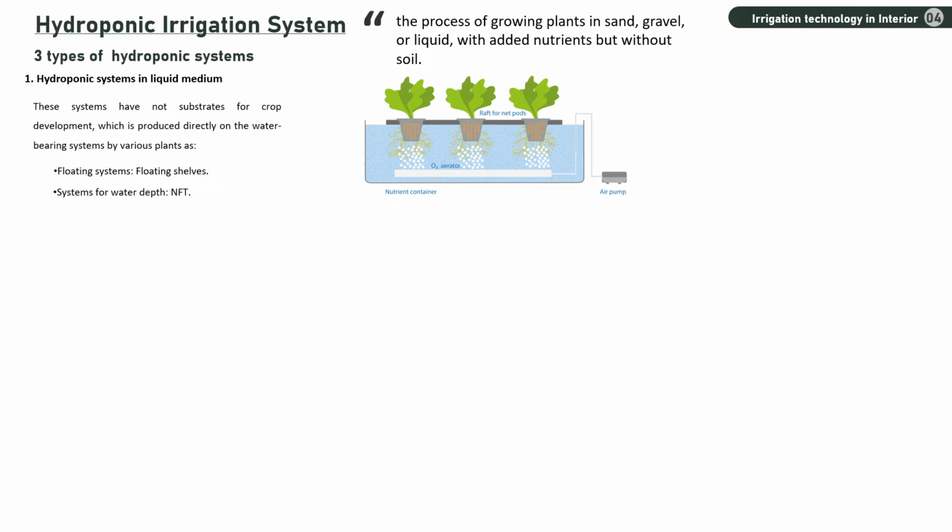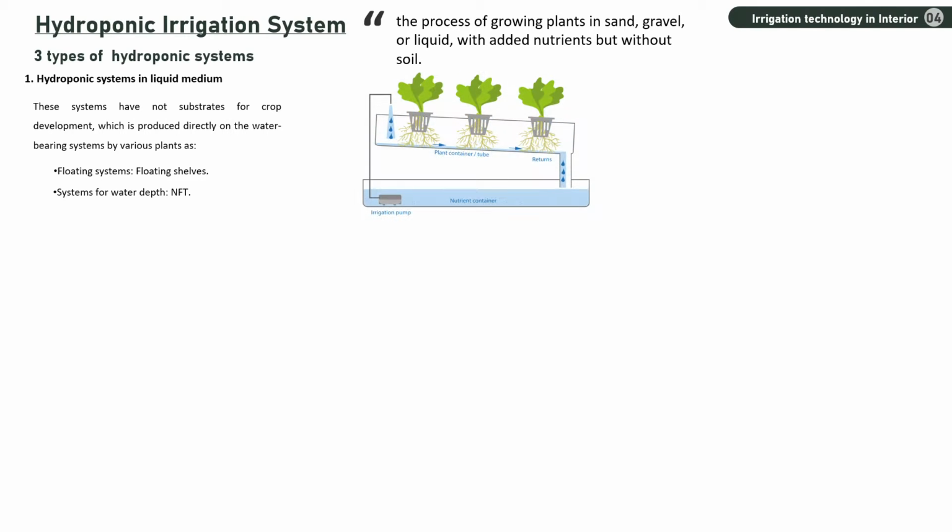For NFT or nutrient film technique systems, it is characterized by a permanent flow of nutrients in a thin film around the roots. A pump transports the nutrient solution on an inclined plane, as shown in the picture, such as a tube on which the plant roots lie. So they are continuously watered and supplied with nutrients. The constant flow prevents nutrient accumulation.